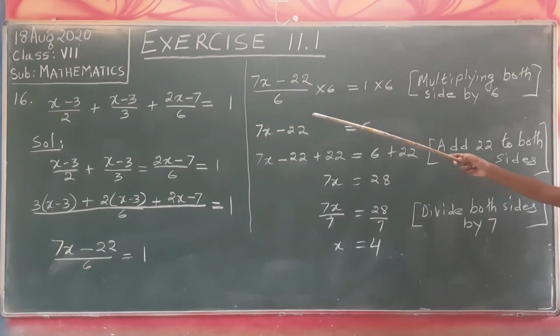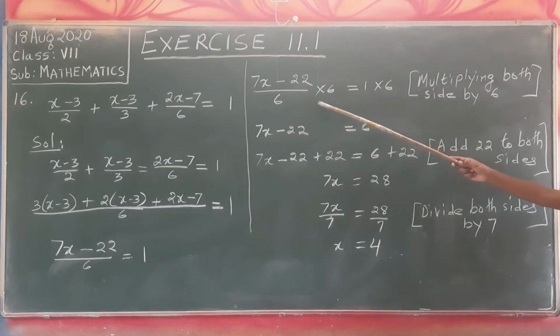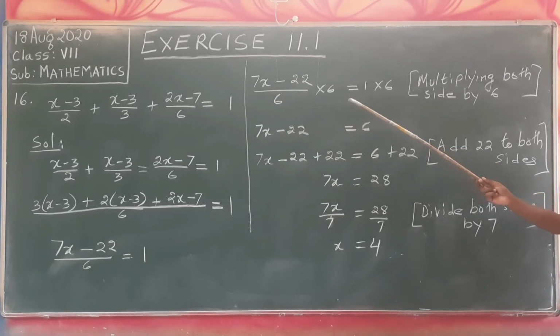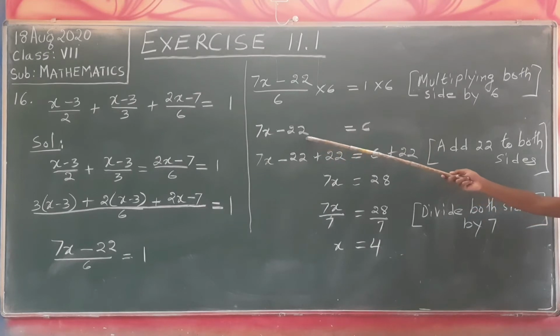Now here we have to remove 6. In order to remove 6, we have to multiply both sides by 6. Can you see it is multiplied? So 6 is reduced, and we get 7x minus 22 is equal to 6.